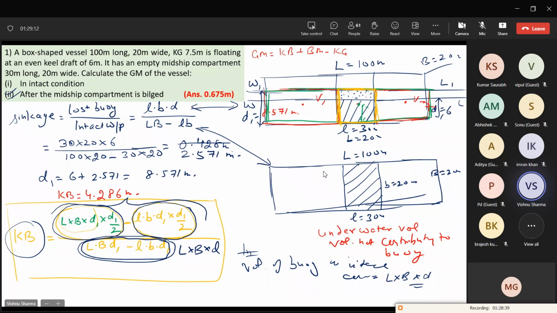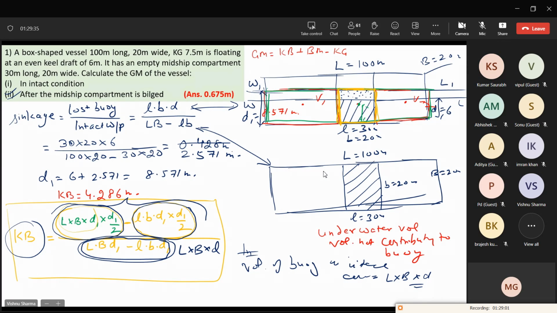If you make it LBD1 minus small LBD1, that is also fine, but it will unnecessarily involve extra calculation. Correct? So we can just replace the denominator and make it LBD. Why? Because we are following the lost buoyancy method. Have you understood?